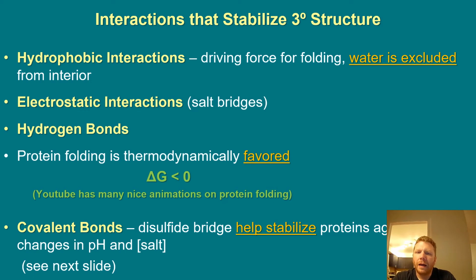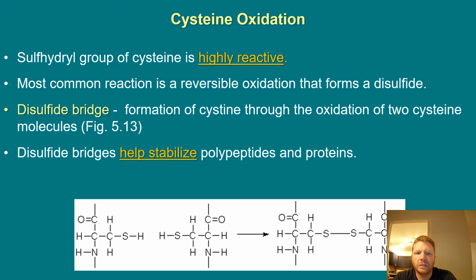However, it's not extremely common because in terms of covalent bonds, well, we've got disulfide bridges. Disulfide bridges are between two cysteine residues. So we don't have a huge number of amino acids that are going to be involved in formation of any sort of covalent bonds. And ultimately, these are going to help stabilize proteins against changes in pH and salt concentration. Okay, so cysteine has that sulfhydryl group that's very reactive, and one of the more common reactions is a reversible oxidation that forms a disulfide bond.